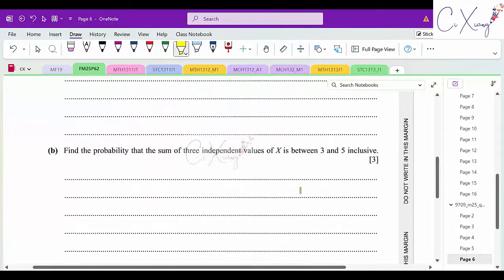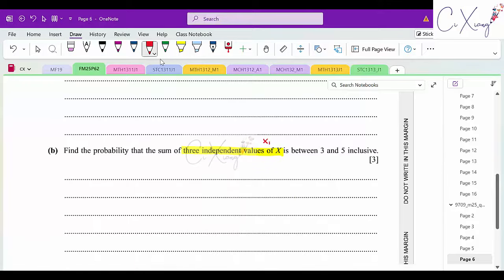Okay, so for part B, we now have 3 independent values of x. So I can denote them using x1, x2, and x3. Then they are talking about the sum. Sum means that you want to add them together. Therefore, you have x1 plus x2 plus x3. They want us to find the probability that when I sum these 3 variables together, the value is between 3 and 5 inclusive.